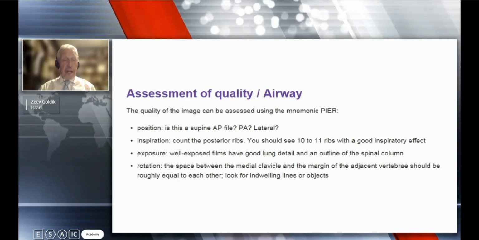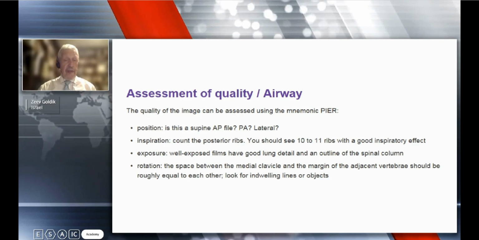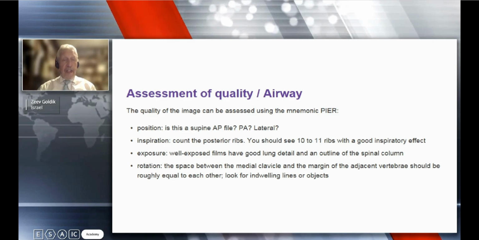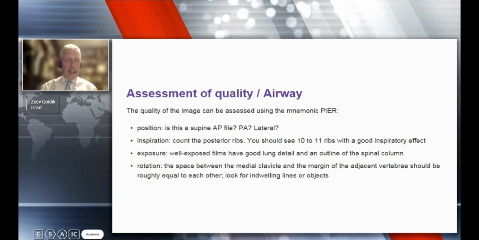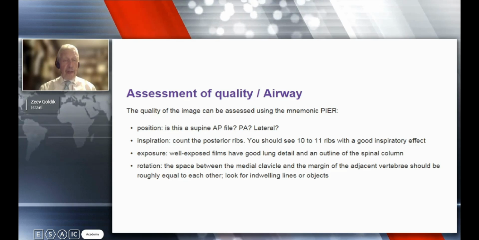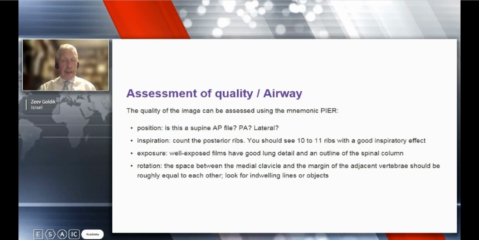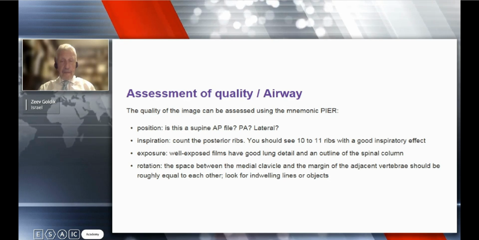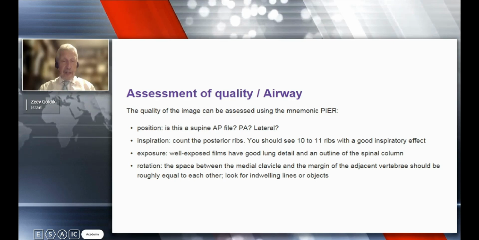Position. Is this a supine anteroposterior or a posterior-anterior? Or is it even a lateral? Inspiration. Whether it is anteroposterior or posterior-anterior, we have to count the ribs in order to know whether it is in inspiration. If we see 10 or more ribs, this is a good inspiratory effect of this chest X-ray.